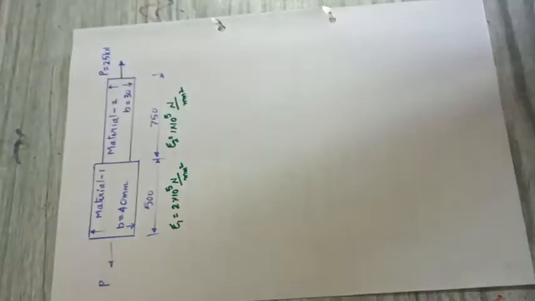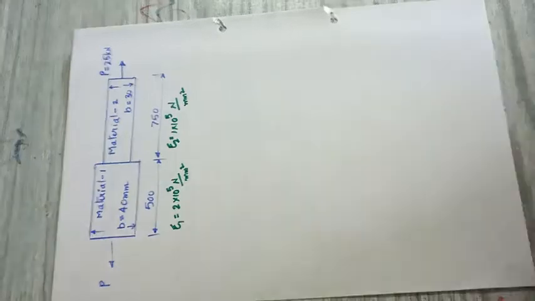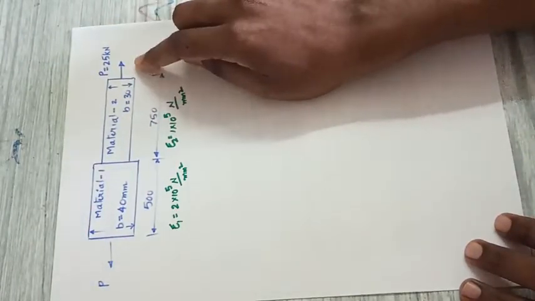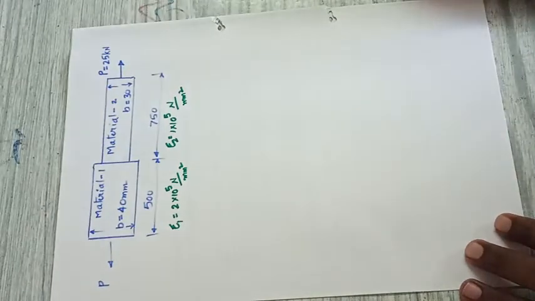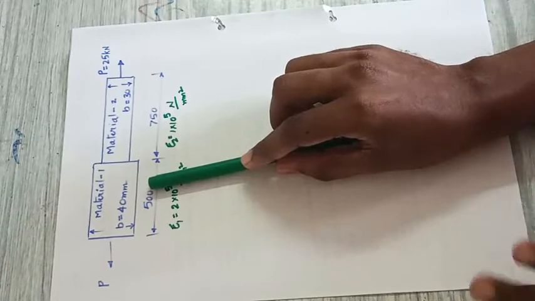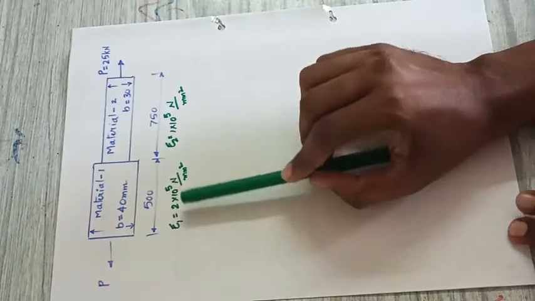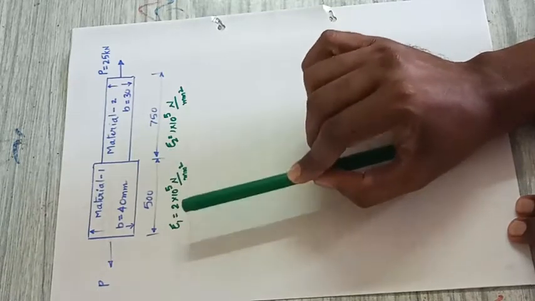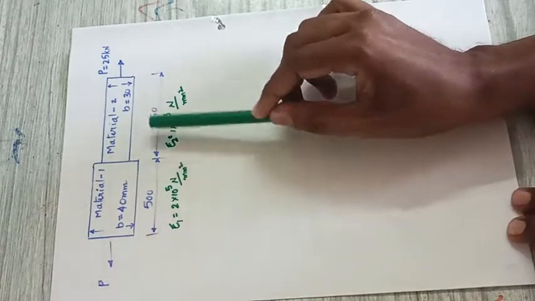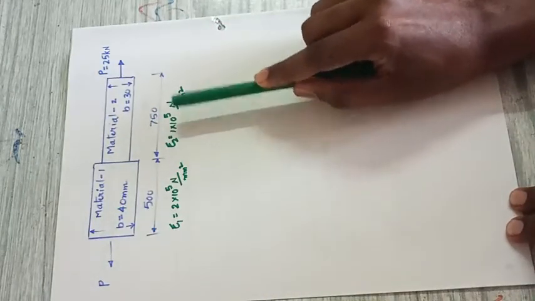In today's video, I'm going to discuss another problem on the stepped bar along with a single type of loading. Here in this problem it is mentioned that this bar is a composite bar made up of two different materials. The first material is steel, with a Young's modulus of 2 into 10 raised to 5. The second material has a Young's modulus of 1 into 10 raised to 5.